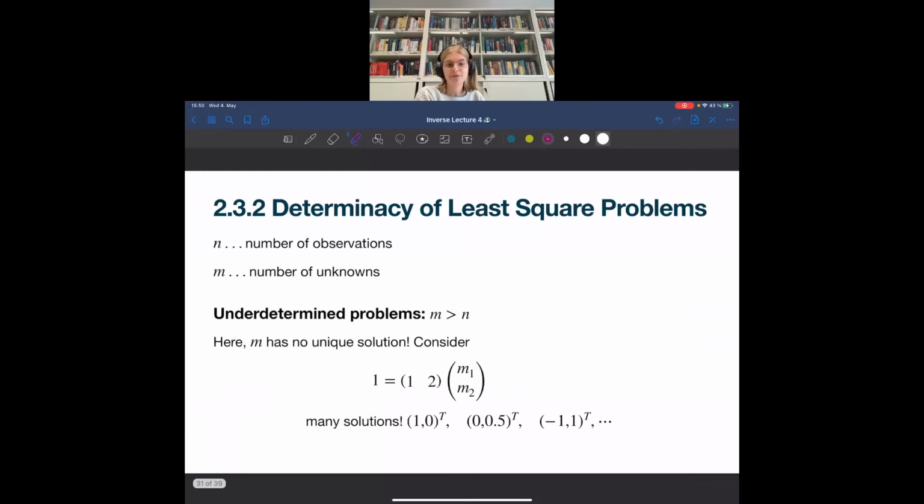And then there's case number 3, underdetermined problems. Here we have more unknowns than observations, and therefore m does not have a unique solution anymore. So we consider the same problem as before, but only with one equation left and all the others deleted. And here we basically have infinitely many solutions. So as long as we find a pair m1 and m2 that fulfills this equation here, it will be a solution to the problem.